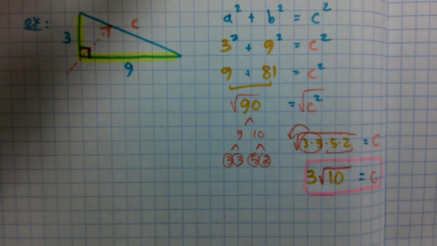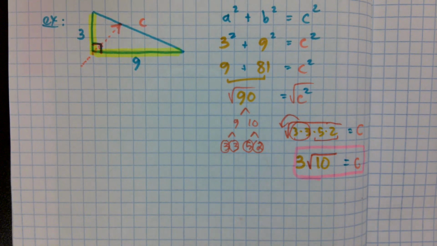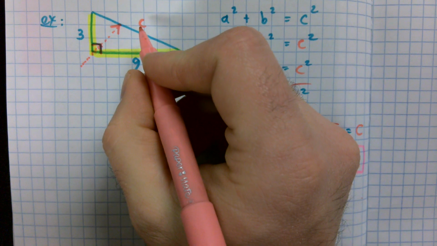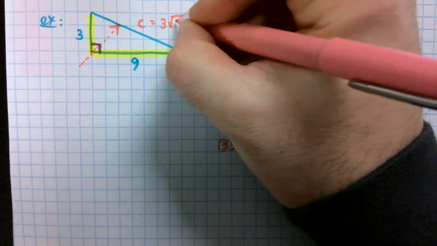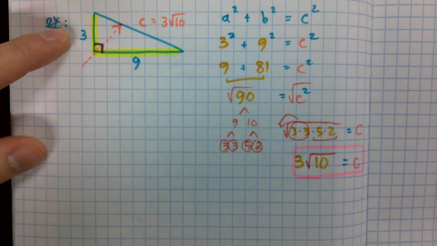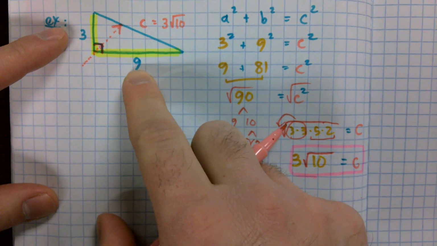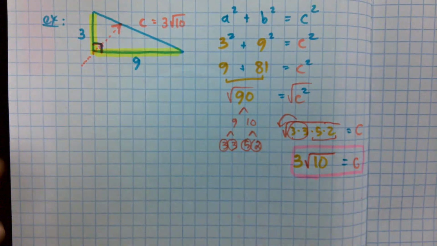All right? It's not pretty. It's not as nice as 13. But that is our distance. That is our length of C. C is equal to 3 root 10. One of my legs is 3 units long. One of my legs is 9 units long. My hypotenuse is 3 root 10.